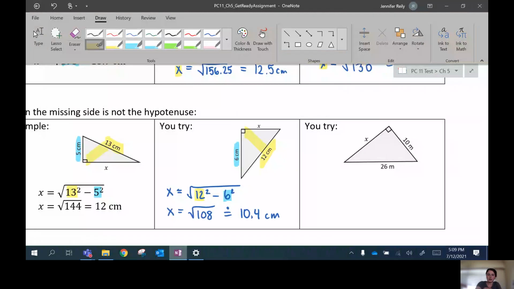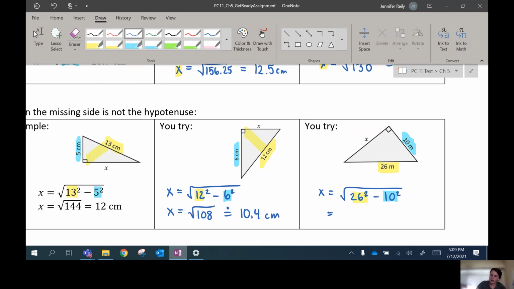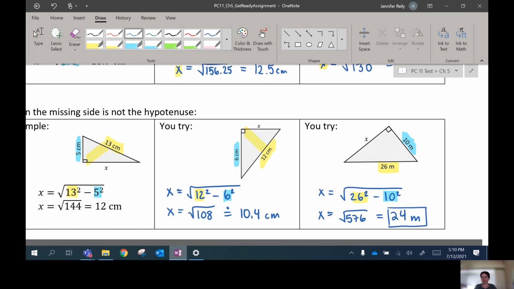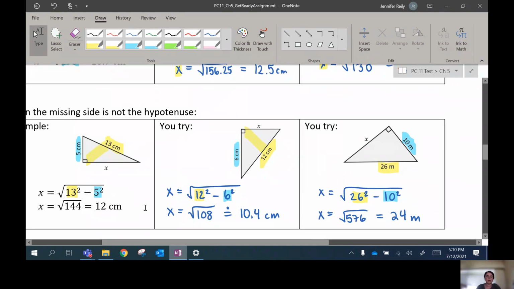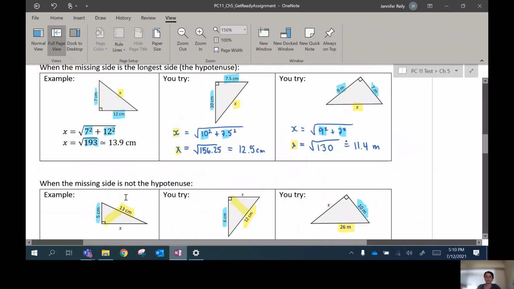Okay, let's do this one here. So this is the hypotenuse, 26, and 10 is one of the legs. So x would be 26 squared minus 10 squared. Let's use the colors there. This one is a nice perfect square, so we're going to get an exact value. The square root of 576, which is exactly 24 meters. Okay, there we go. So that's the Pythagorean theorem. You should be proficient at that and know how to find a missing side in one step.